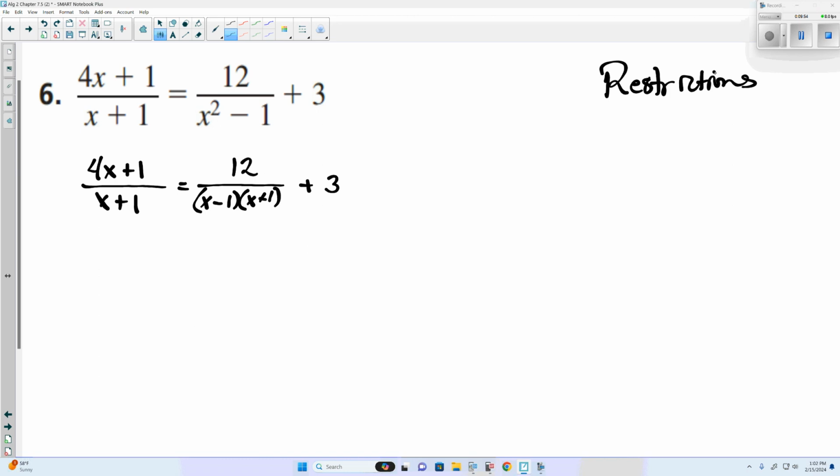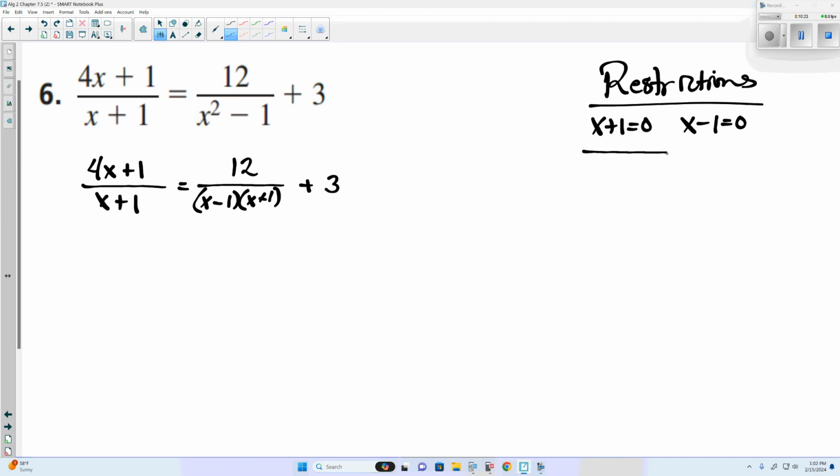So that's one of the differences between our 751 and 752. Some of the denominators actually need to be factored. Because up to this point, we've kind of glossed over it because none of them factored. Here they do. And that helps us see what the restrictions are. Because the two restrictions that we have are x plus 1 and x minus 1.